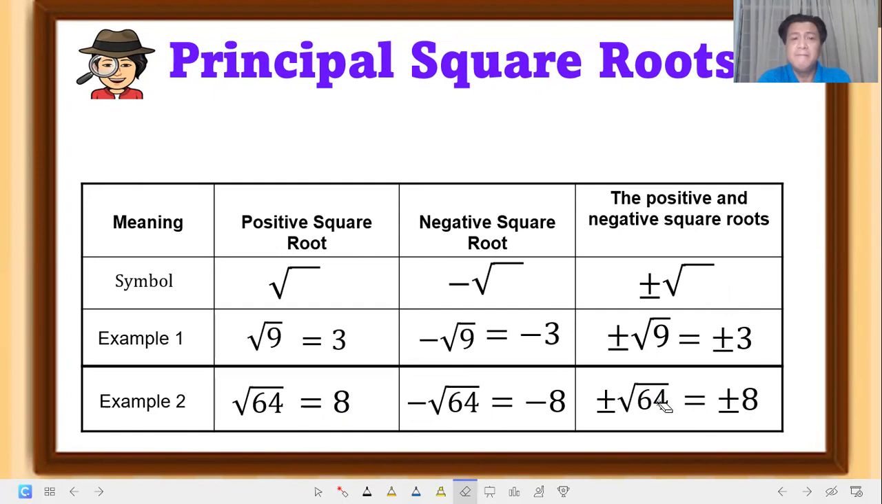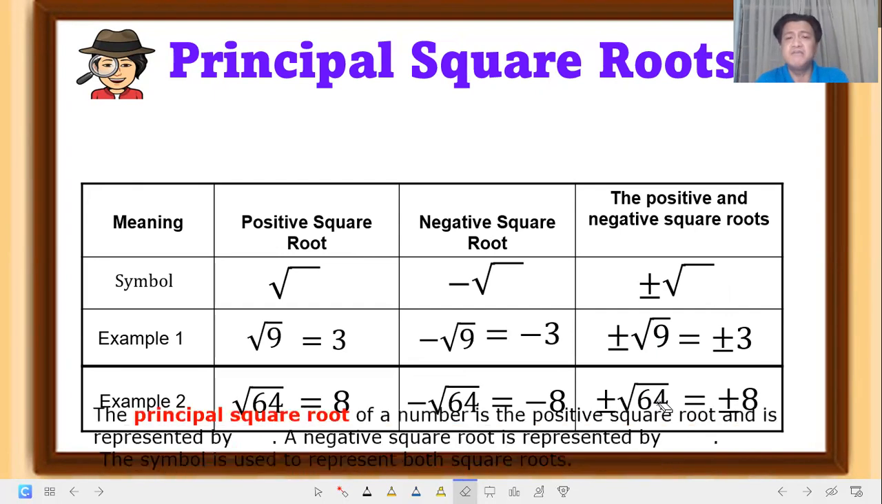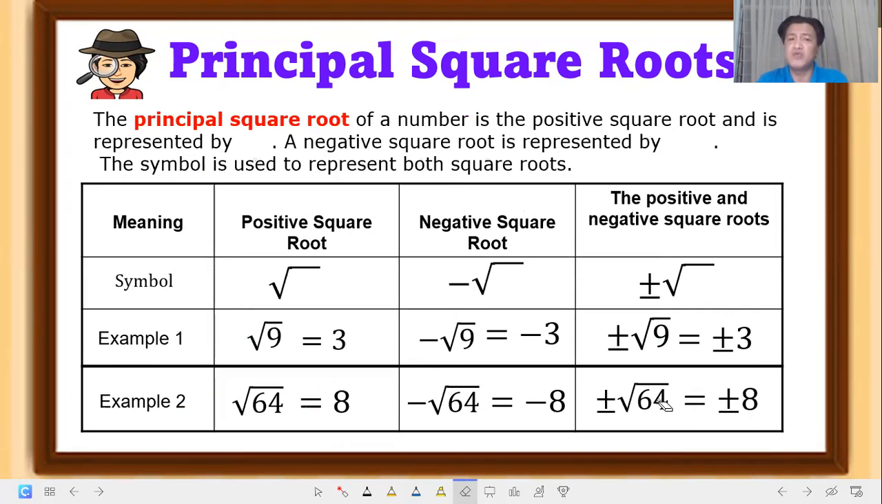So meaning to say, pag-uusapan natin ngayon ang principal square root. When we say principal square root of a number, is a number or a square root that is represented by this symbol, yung square root natin. Kapag may negative naman, that is negative square root. Meaning to say, the symbol is used to represent both square roots. So kapag sinabing principal square root, tumutukoy po ito sa laging positive.